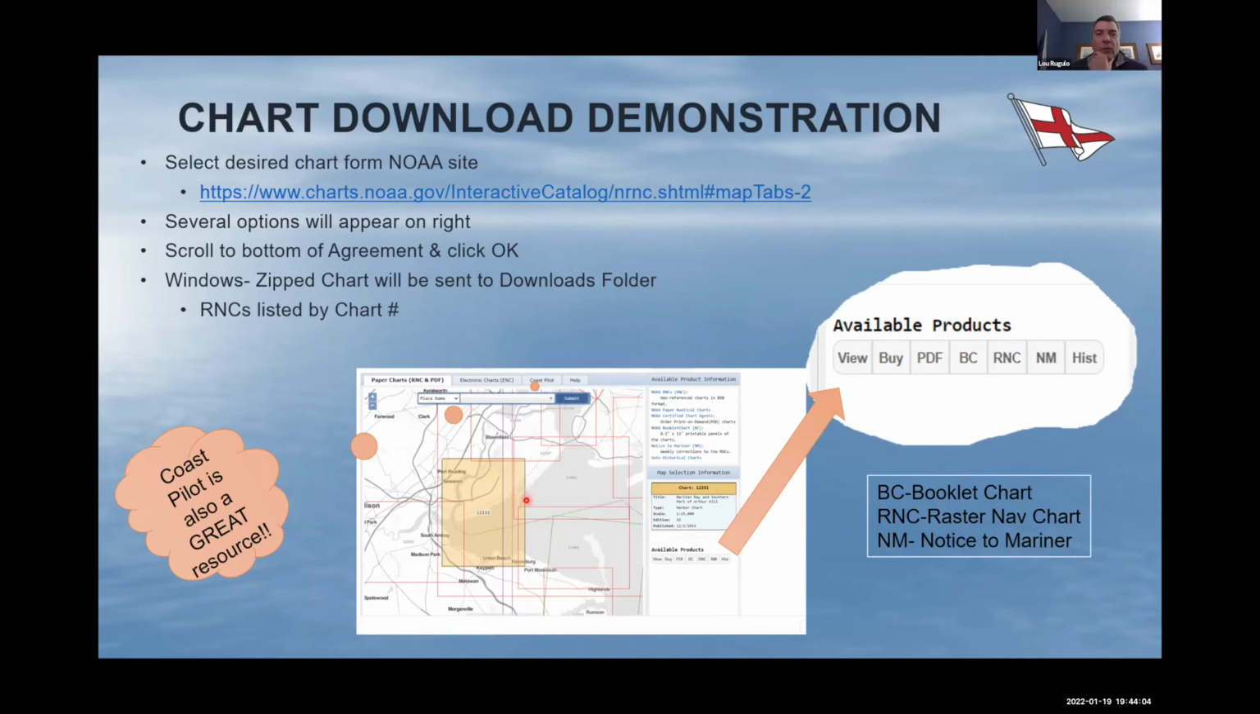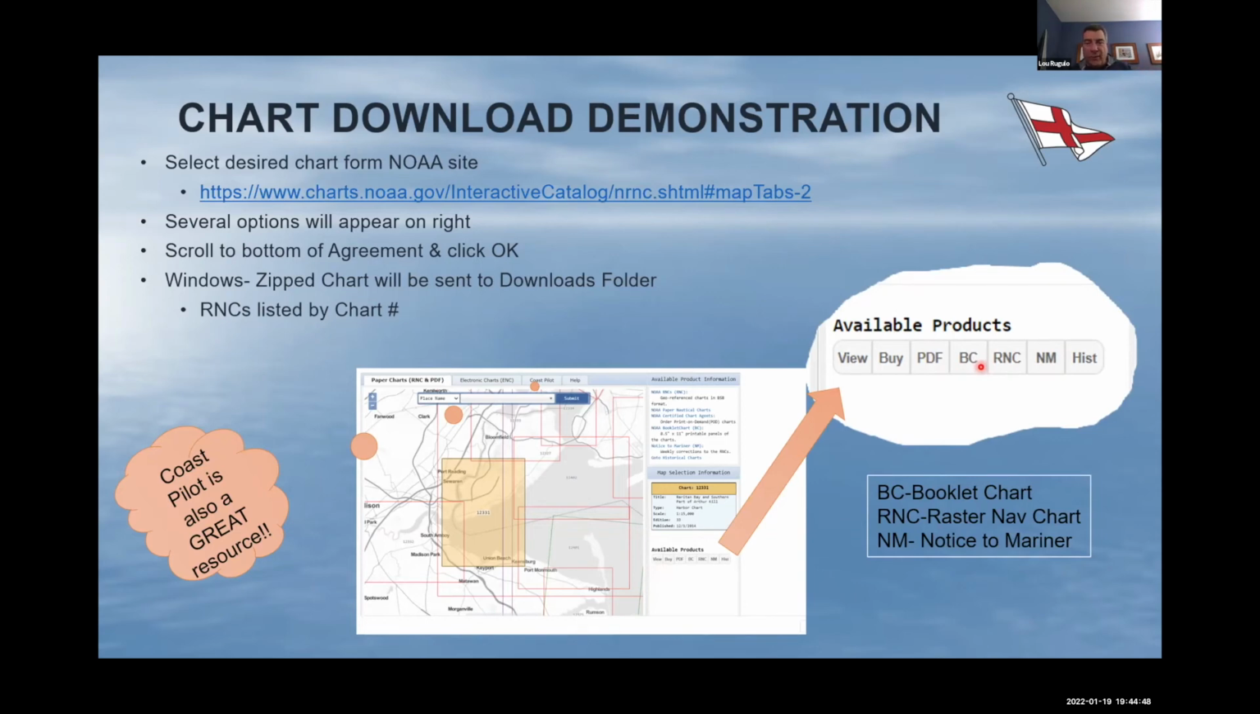All right. So there's the chart. Over here is the chart number and some information on it, scale and that kind of stuff. Now, the things that are available for you to download are over here. You can view it, you can buy it. I guess they'd send you a paper one. I don't quite know about that, but you can get a PDF version. You can get the raster nav chart, that's RNC. You can get the booklet chart, which is just pieces of the chart.